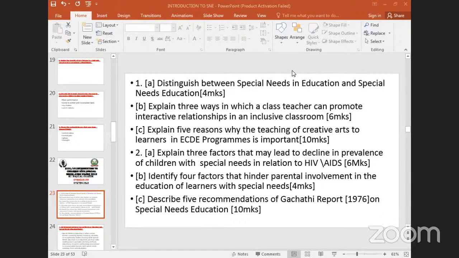Factors hindering parental involvement. Try one. Inadequate information given to the parent, or inadequate information about special needs.